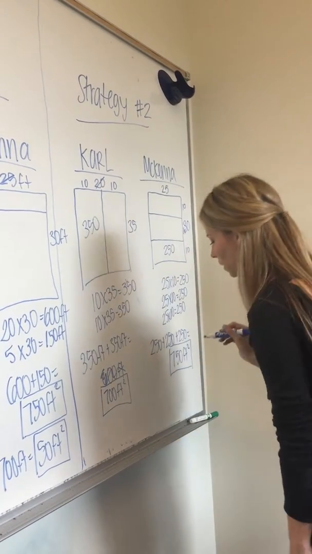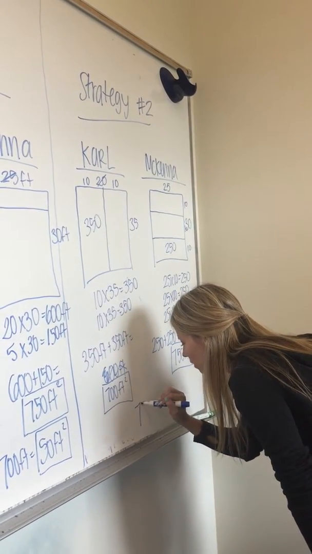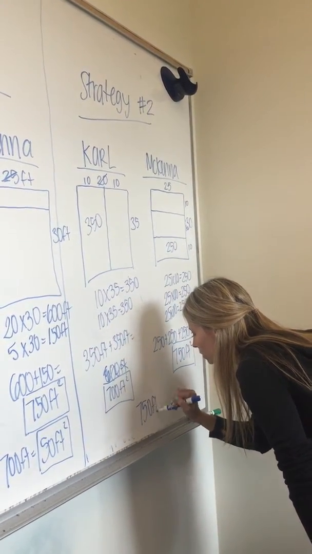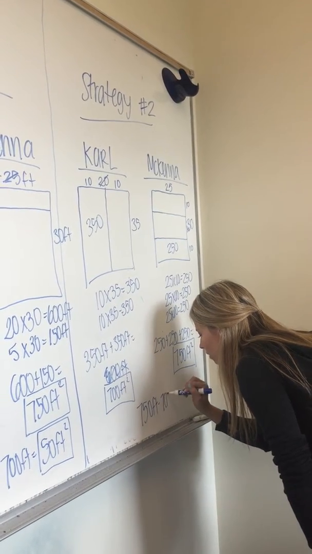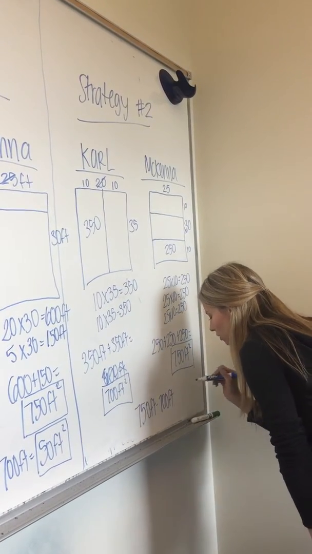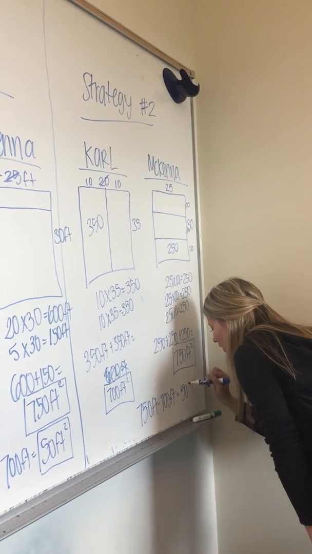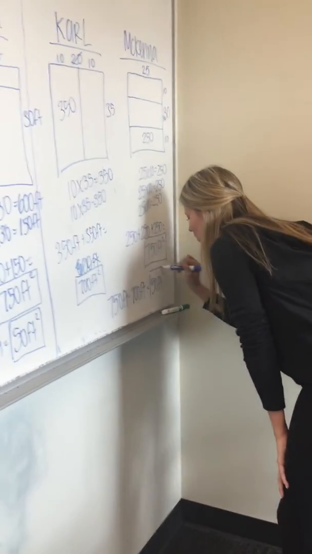And then to see which one is bigger, again, I can subtract Carl's garden of 700 feet from McKenna's 750 feet to get a total area of 50 feet squared larger.